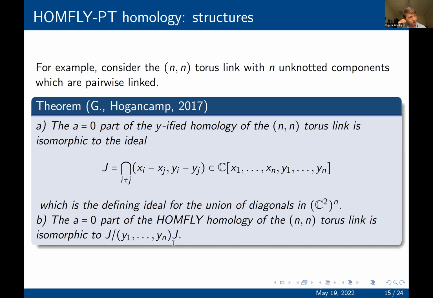And remarkably, I don't know how to describe HOMFLY homology directly without first y-ifying and then quotienting by y. Maybe morally, you can say that y-ified is some kind of equivariant version of HOMFLY homology. So we compute first equivariant homology and then we kill these equivariant parameters. But maybe I don't want to say this precisely. Okay. Any questions?